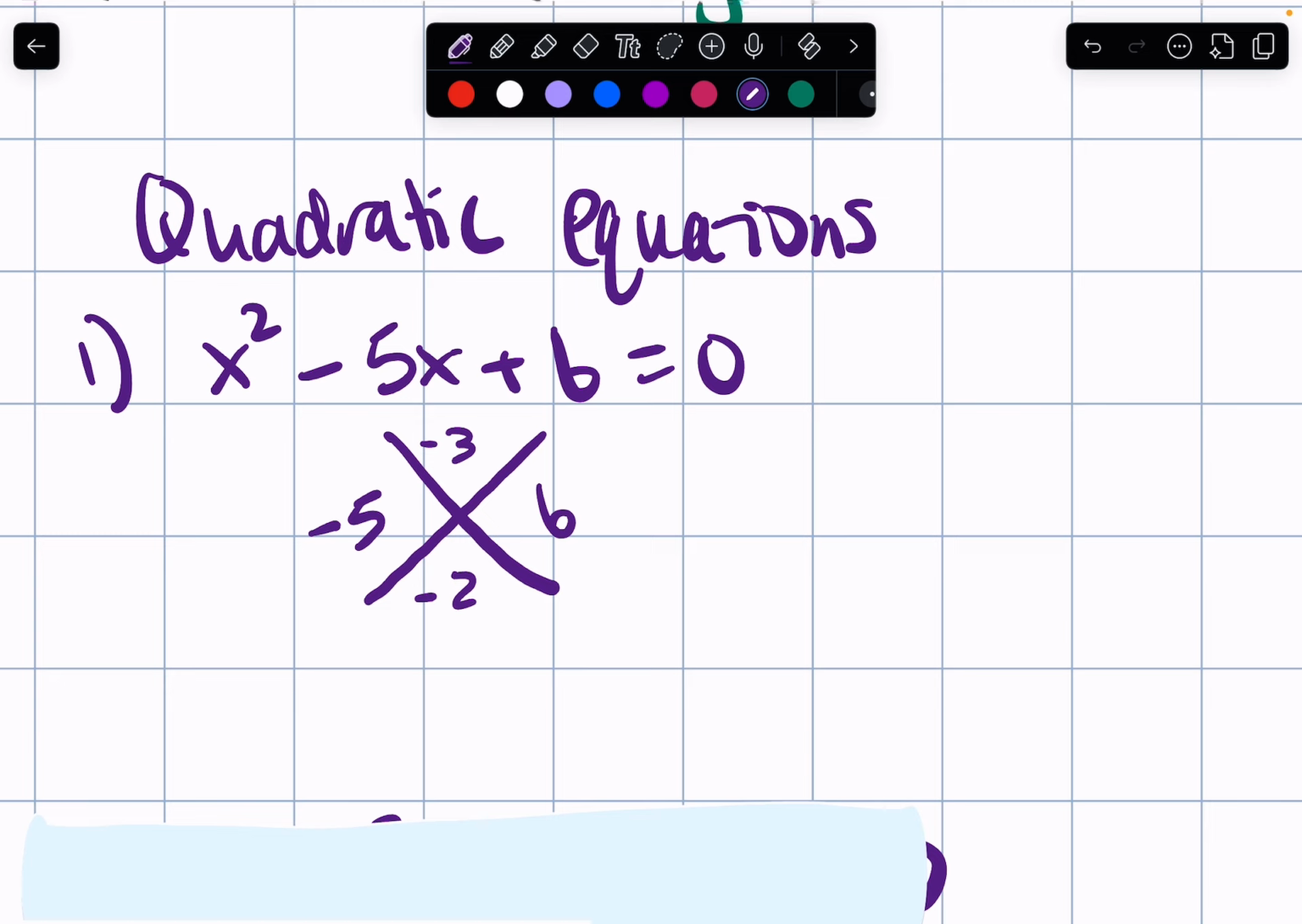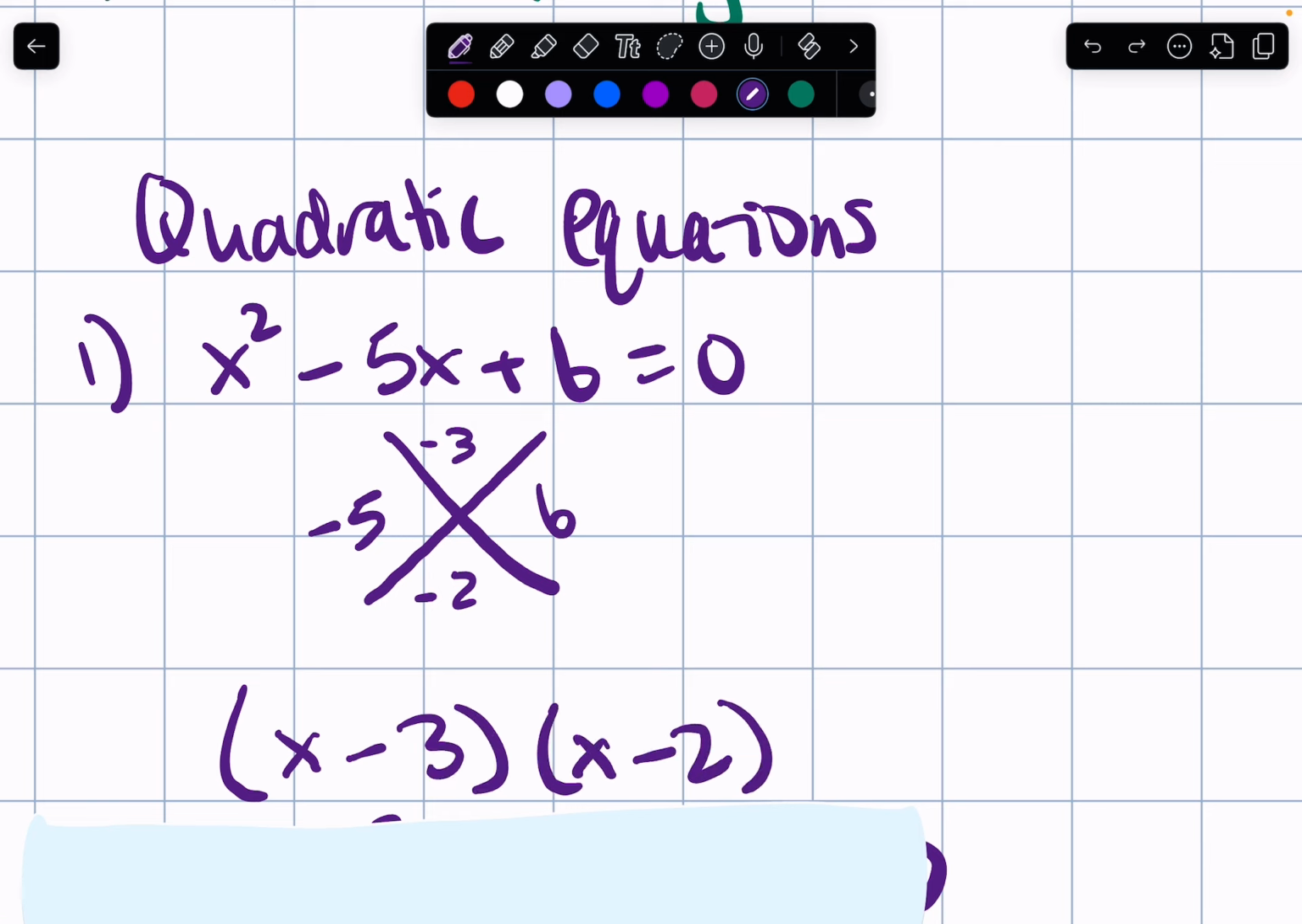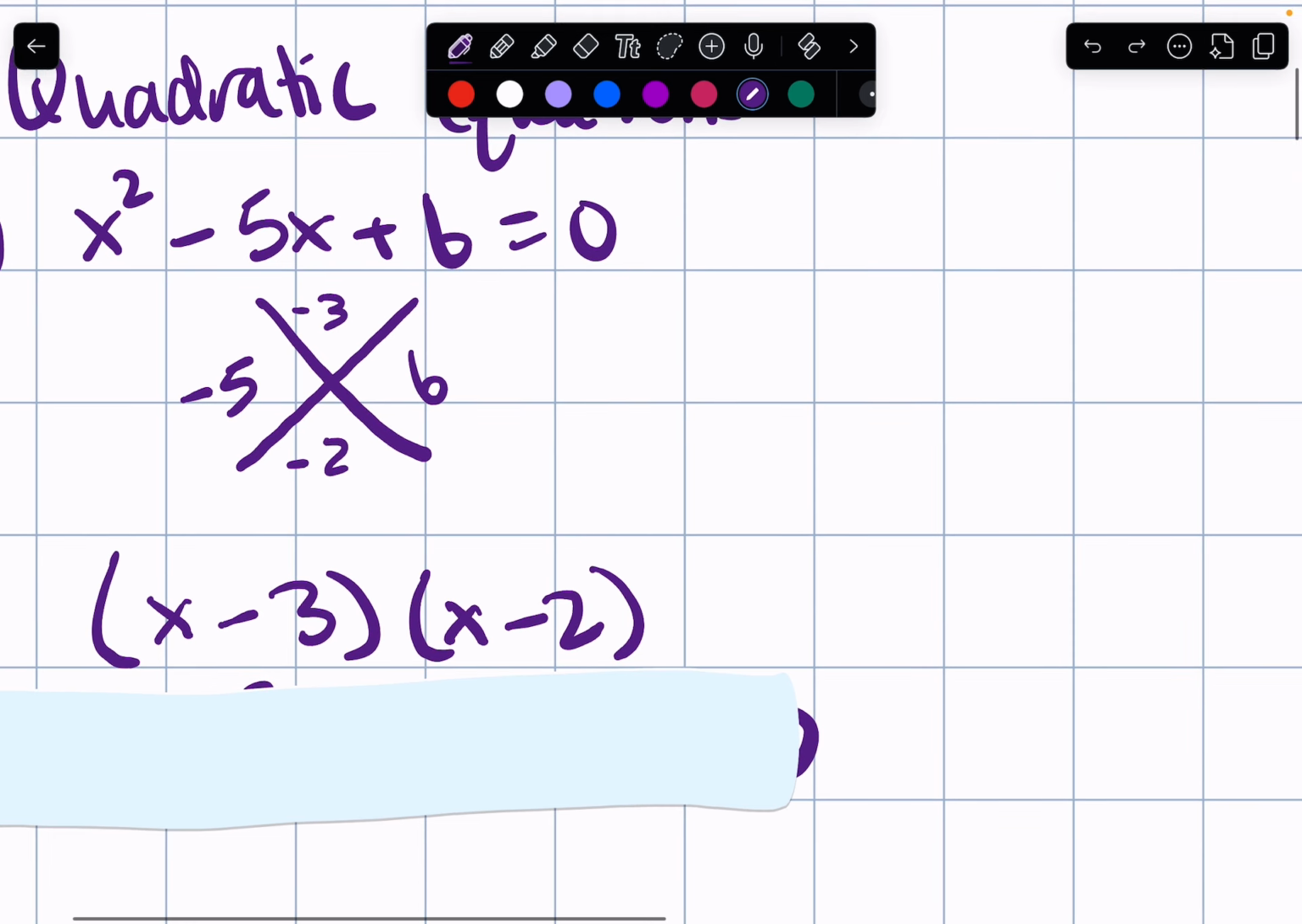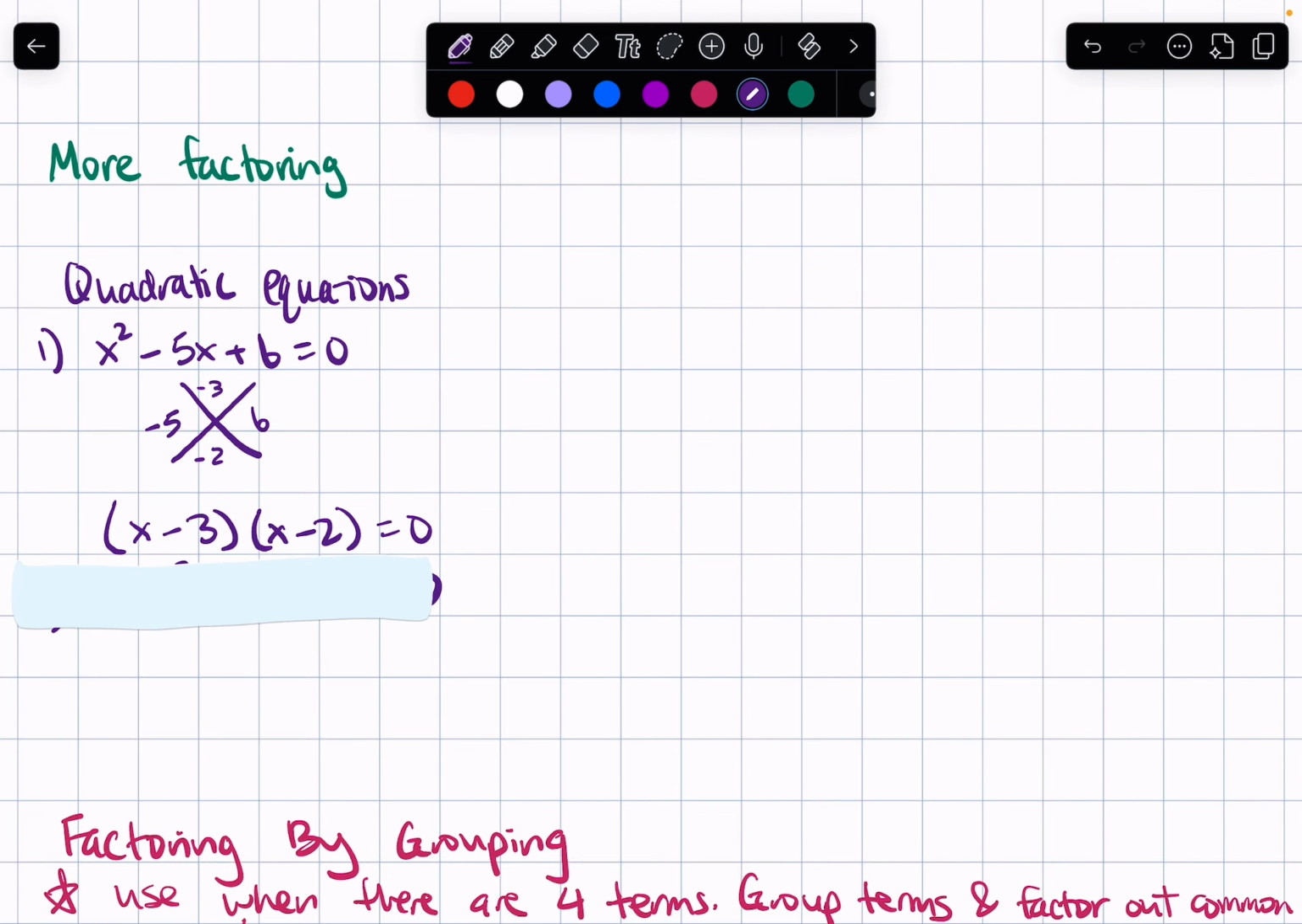Then it's basically going to be this term plus the number on the top, and this term plus the number on the bottom. So it's going to be x minus 3 and x minus 2 equals 0. Then we solve for the x terms: x minus 3 equals 0, x minus 2 equals 0. So x equals 3, x equals 2. These are your two solutions.